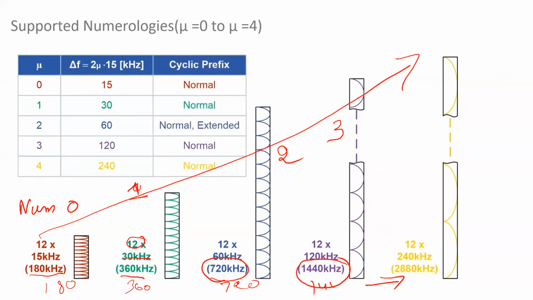So you will find the numerology is very linked to the frequency band that you deploy on. So if you deploy lower frequencies, then numerology 0, 1, 2 are good candidates, FR1. If you deploy millimeter wave, then higher numerologies like numerology 4 and 2 are good candidates. Okay. So this is the numerology from 0 to 4.